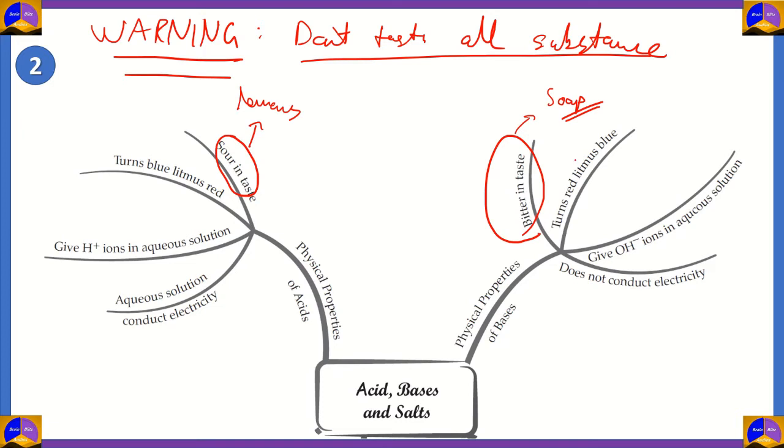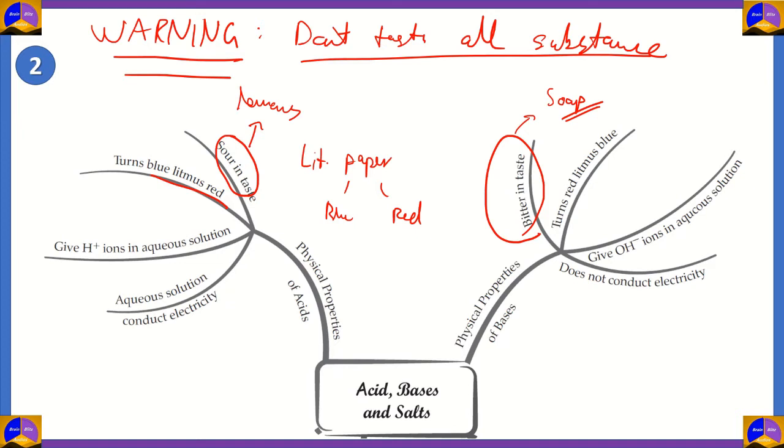Now, when you're looking at its presence with respect to an indicator, acids turn blue litmus red. So we have litmus in the form of paper. So when you have litmus paper, it's usually blue or red. So an acid turns blue litmus red, and a base turns red litmus blue. So therefore, that can be counted on as a physical property. So when it is in the presence of indicators such as litmus paper, methyl orange, etc., it shows characteristic properties.